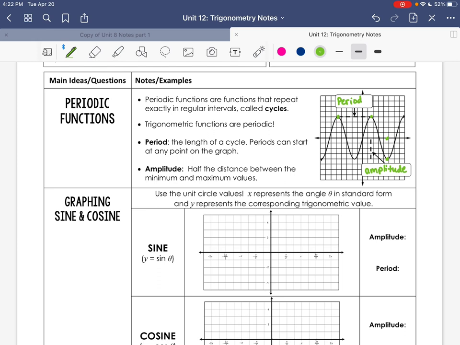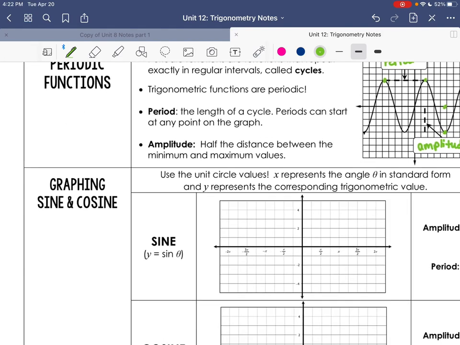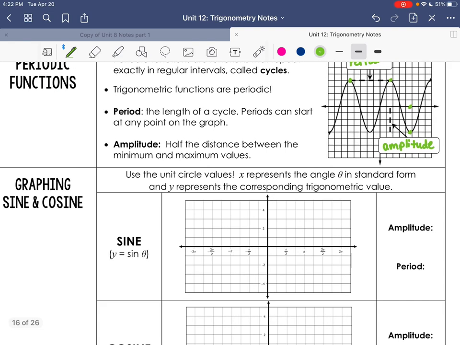So the unit circle is very closely tied to sine and cosine in particular. I will put a video of a sine and a cosine being drawn by a unit circle so that you can witness that greatness. But you use the unit circle values. So we are going to be switching back to radians for graphing sine and cosine, or graphing any of these trig functions. X represents the angle theta in standard form, and y represents the corresponding trigonometric value.